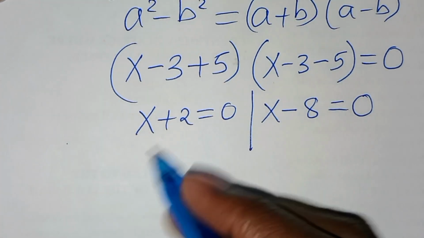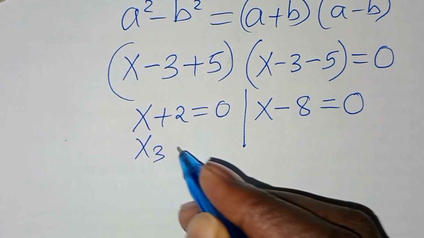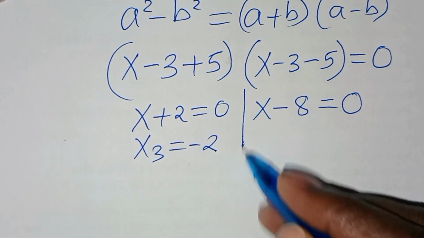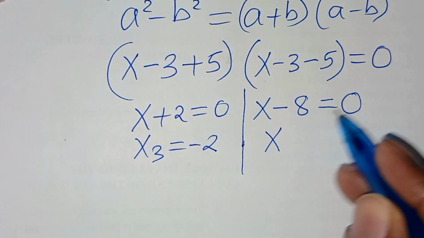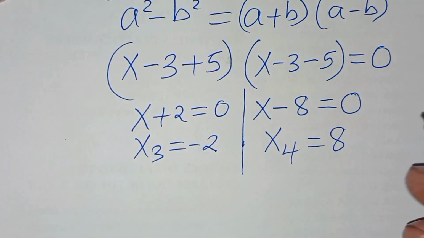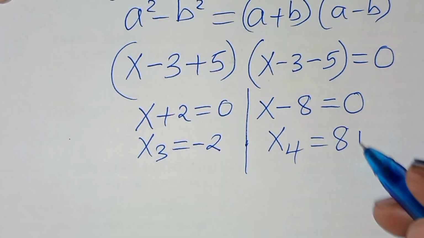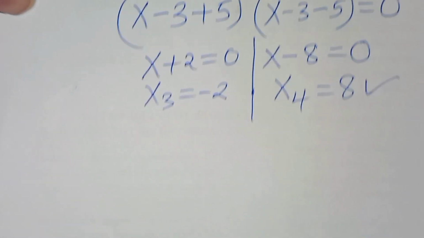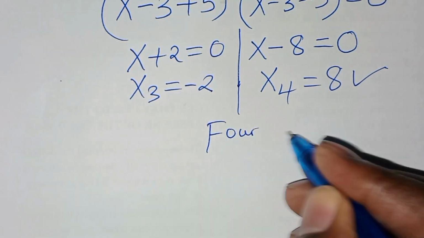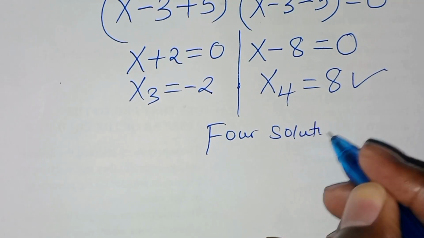So that implies that here x3 is equal to -2, which is a real solution here. And we have that x - 8 is equal to 0. So that means that x4 is equal to 8, which is also a real solution. So now we have 4 solutions here.